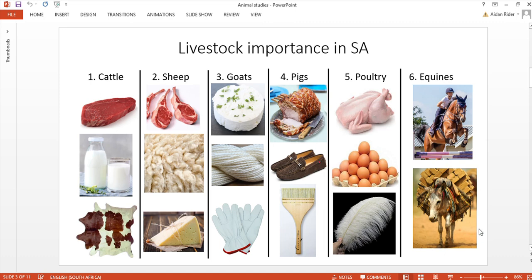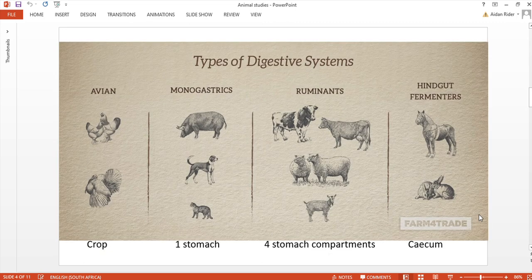So you can literally see there's a donkey somewhere within this mule, and they're also very good pack animals. So they do the same thing that a donkey does, carry a lot of things, and can also help plow and pull a cart and carry things. Okay, then you guys need to know that there are different types of digestive systems. Different animals have different types of stomachs.